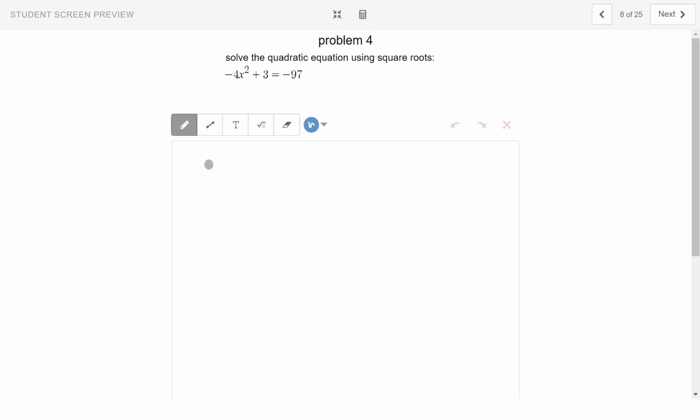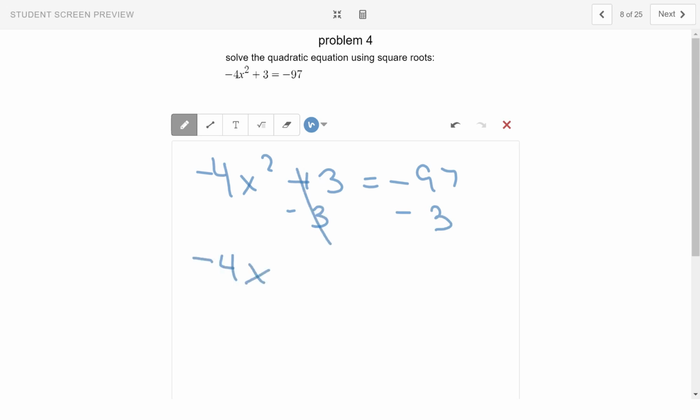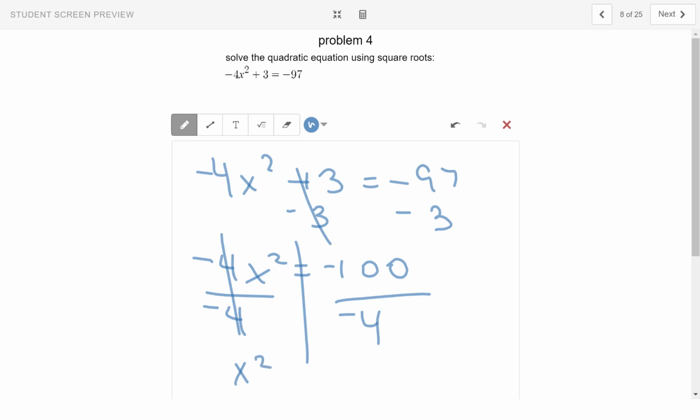All right, for this one, it's just a multi-step. So we have to undo adding first. We have an adding 3. So to undo adding, we're going to minus 3 on both sides. So then we have negative 4x squared equals negative 100. Divide by negative 4 on both sides. We have x squared. Please do not leave it as this. X squared equals 25. We have to take the square root.